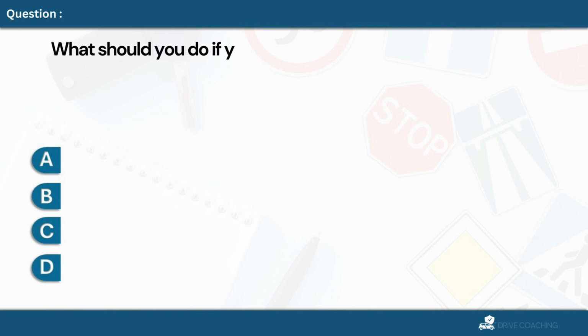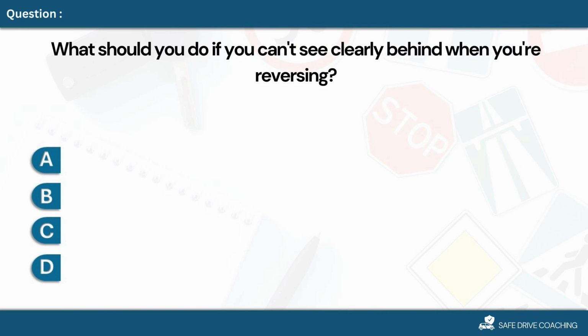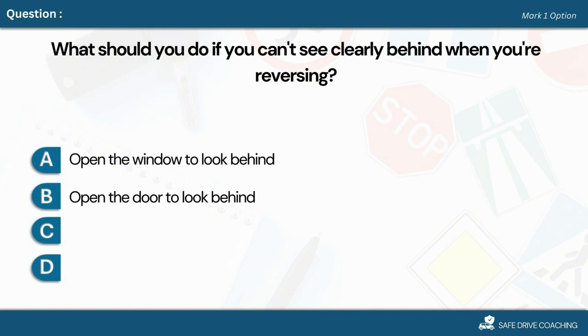What should you do if you can't see clearly behind when you're reversing? A. Open the window to look behind. B. Open the door to look behind. C. Look in the near side mirror. D. Ask someone to guide you.